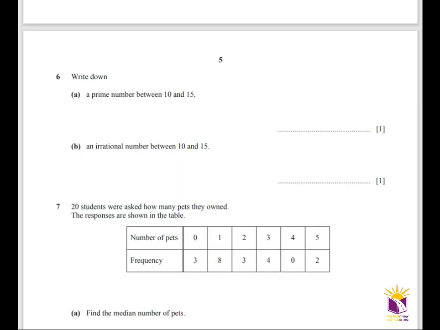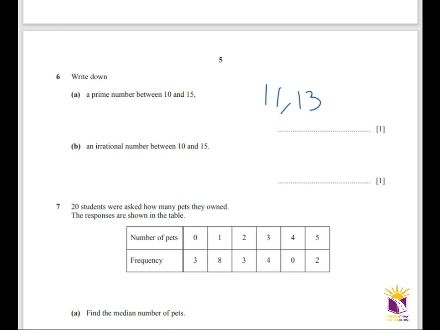Okay, question number 6. Write down a prime number between 10 and 15. First of all, what is a prime number? A prime number is the one which is divisible by only the number itself and by 1. So we know that the prime numbers between 10 and 15: 11 is a prime number, 13 is a prime number. You can write either 11 or 13.